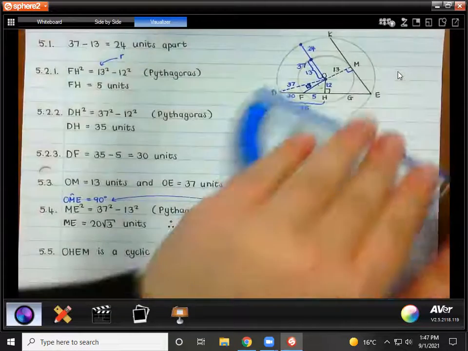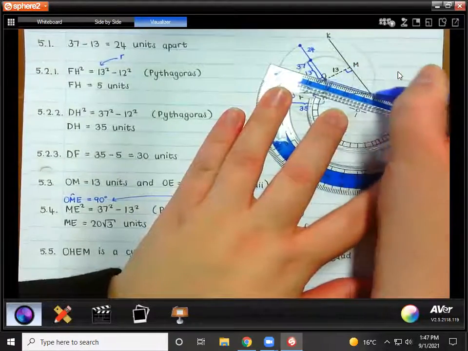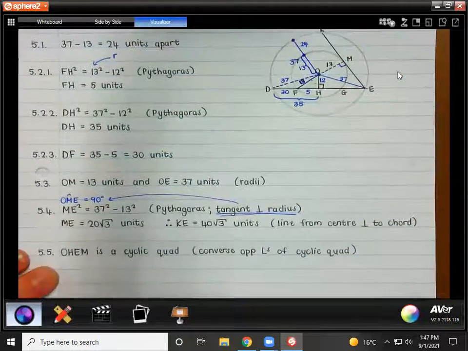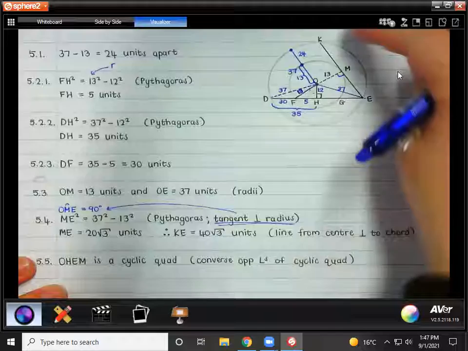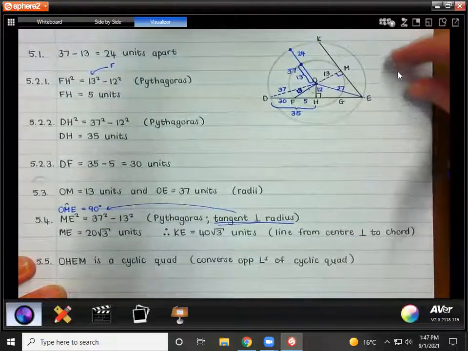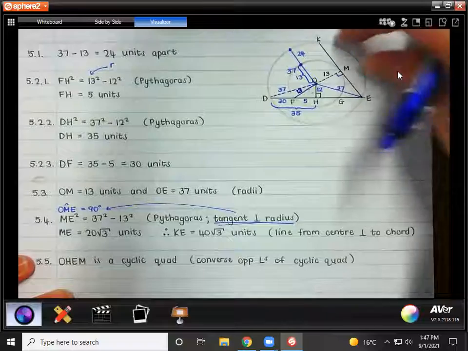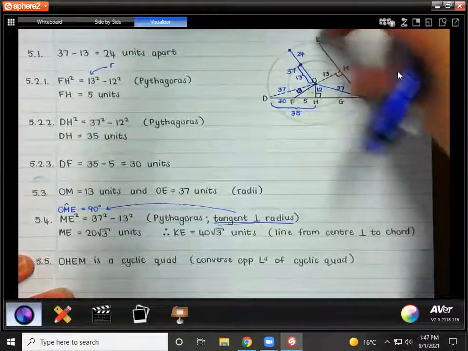And now I didn't draw in OE, but that's what they asked us in the previous question, right? They asked us what the length of OE is, and we said that it's 37 because it's the radius of the bigger circle. So now again, we have a right angle triangle. We need to find KE. So what we have to do is first we're going to find ME, and then we're going to double it. Why is ME going to be equal to KM? Why can I just double it to get this length?